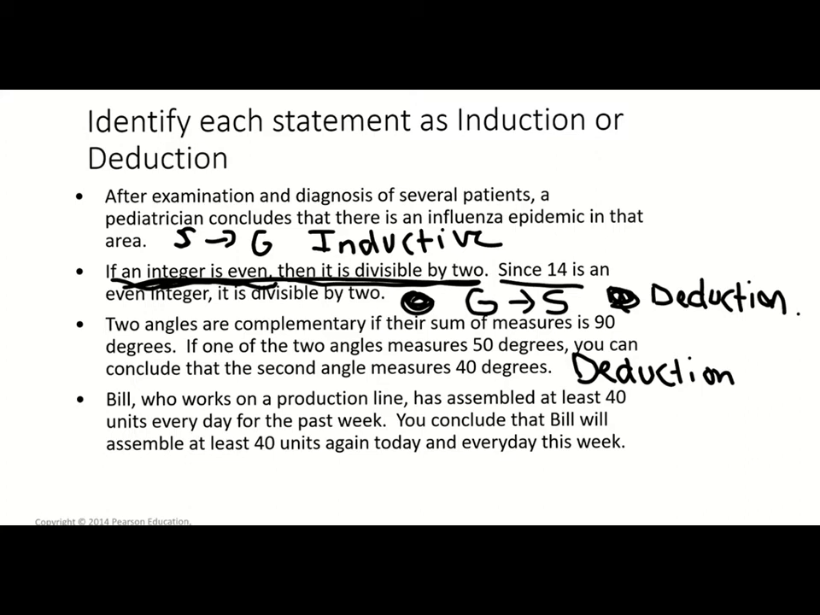All right, and then our last one. Bill, who works on a production line, has assembled at least 40 units every day for the past week. You can conclude that Bill will assemble at least 40 units again today and every day this week. So this one would be inductive.